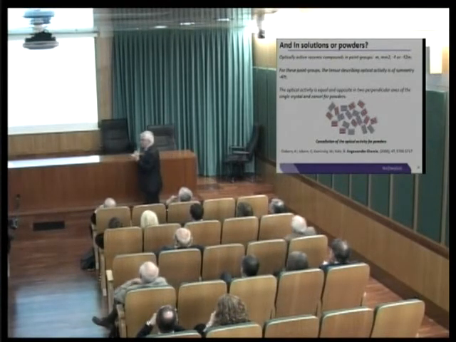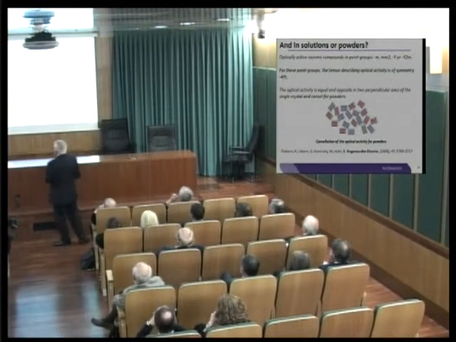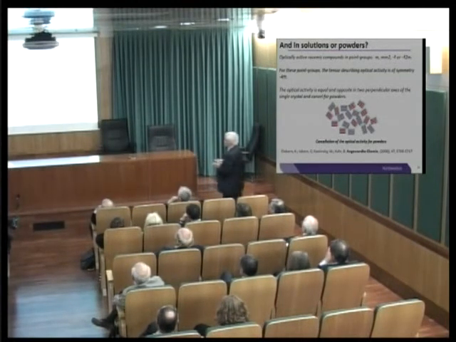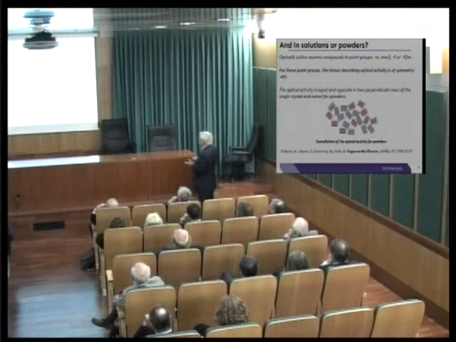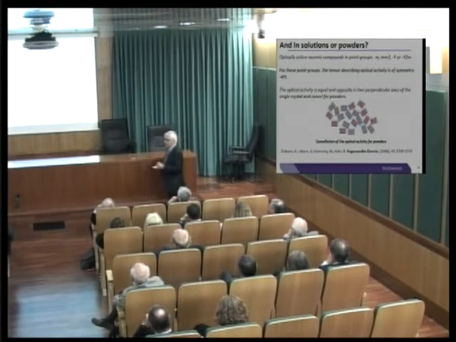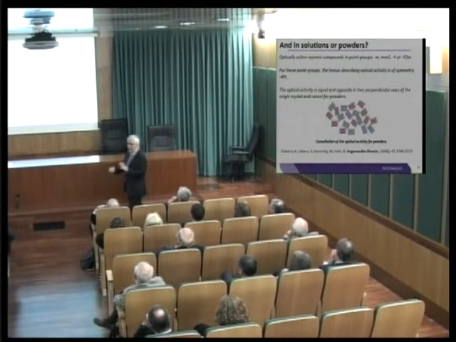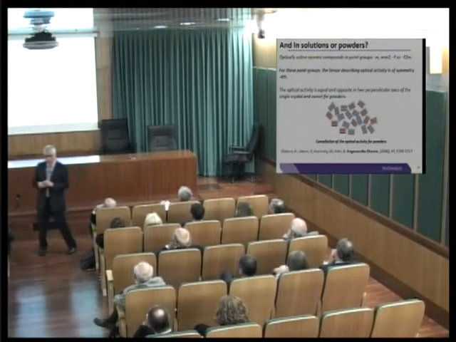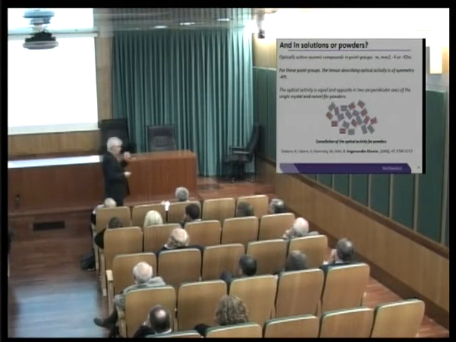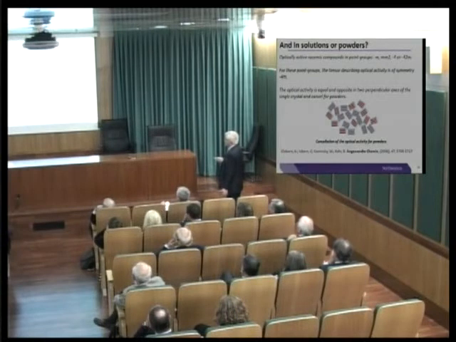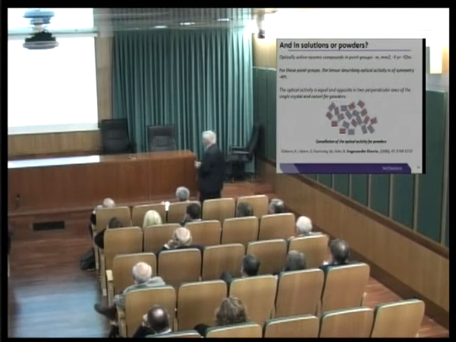Okay. One last comment, and this is also important. So this is in the solid state, a crystal. But what about in solutions and powders? So optically active racemic compounds in these point groups are clearly important. For these point groups, the tensor describing the optical activity is of symmetry 4-bar m. So the optical activity is equal and opposite in the two perpendicular axes of the single crystal. And they would cancel if you had a powder, this is what you would observe if you had a single crystal. This is a very nice paper by Bart Kahr, who explains this aspect of it in Angewandte Chemie from a few years ago.